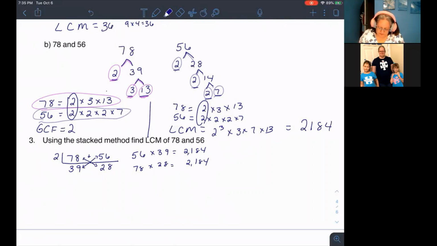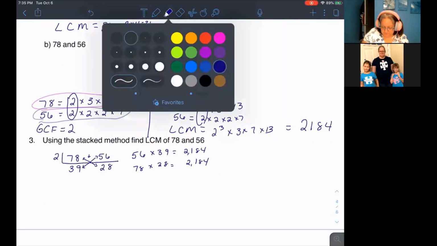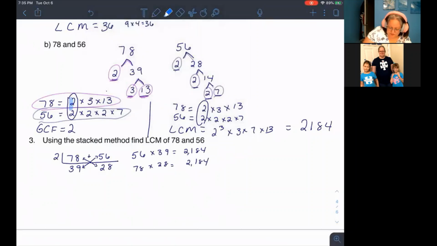Now, in order to find the greatest common factor, you compare the two lists of factors and find out which ones they have in common, and then you find the greatest one. So on this one, they only have the 2 in common, so the greatest common factor would be the 2.